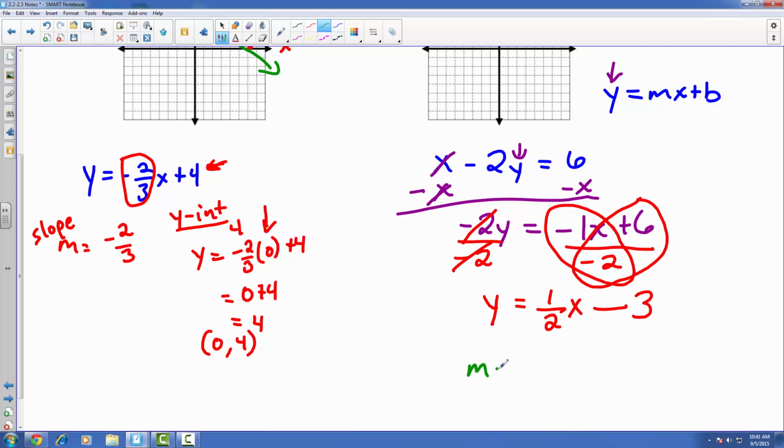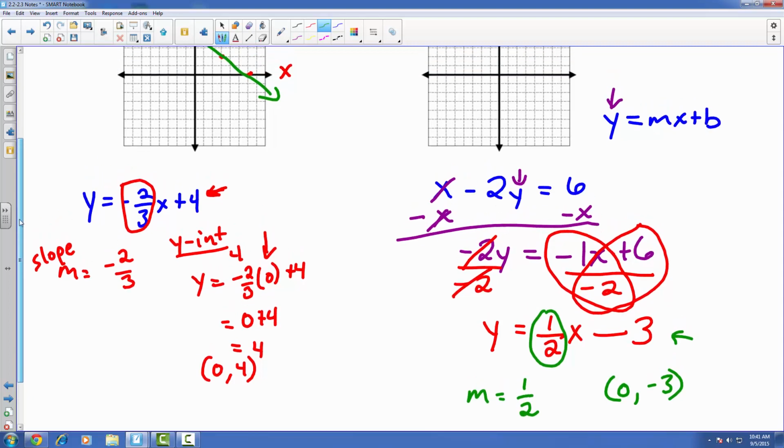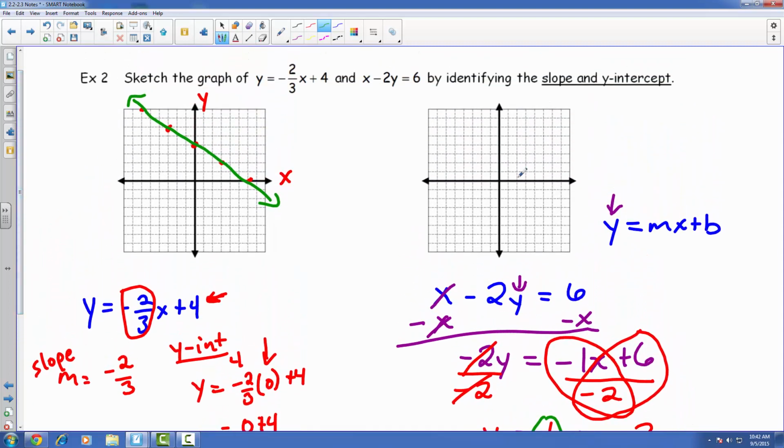Our slope for this particular one comes out to be the coefficient in front of x, so 1/2. And for our y-intercept, here it is. But again, it has to be a point, so it's (0, -3). If you just throw in 0 here, you get -3 as the y value. Going ahead now and graphing that, we have (0, -3), which is this point right here. That is, again, our y-intercept. It's crossing the y-axis at (0, -3).